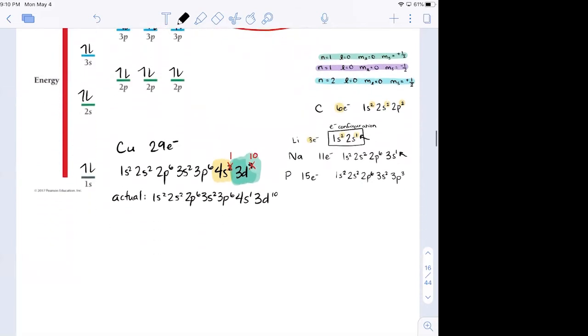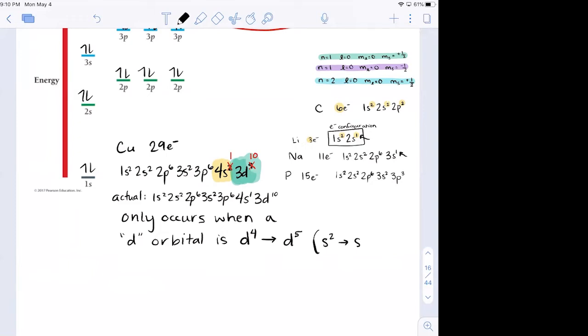This only happens when a d orbital is d4 and it will go to d5, while the previous s goes from s2 to s1. Or the d orbital is a d9 and it will go to a d10, and the previous s will go from an s2 to an s1.